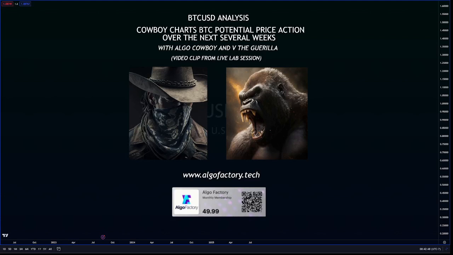Hey everybody, Cowboy here. Today we take a look at the Bitcoin chart. Going to go ahead and look at how it might play out over the next several weeks.